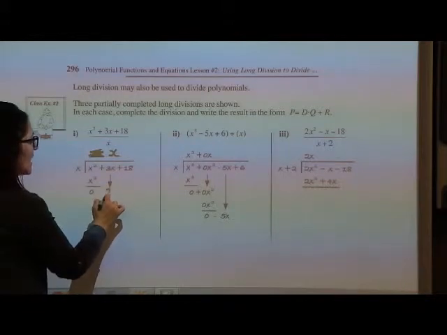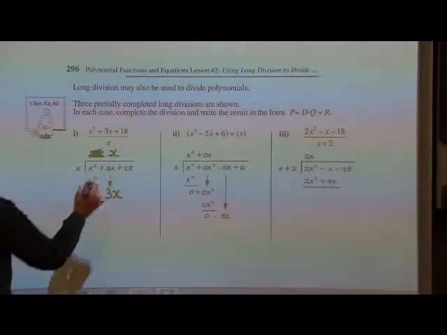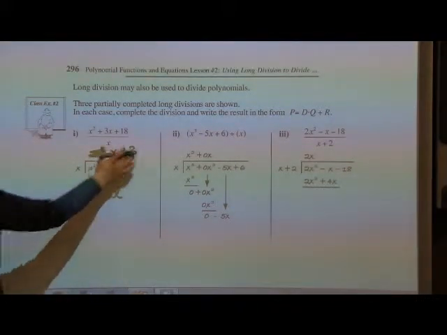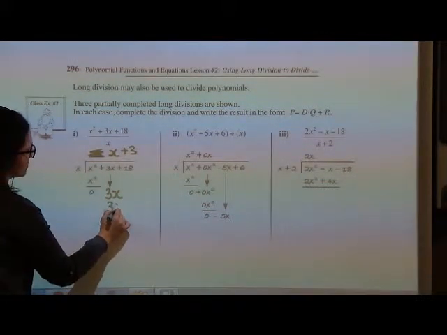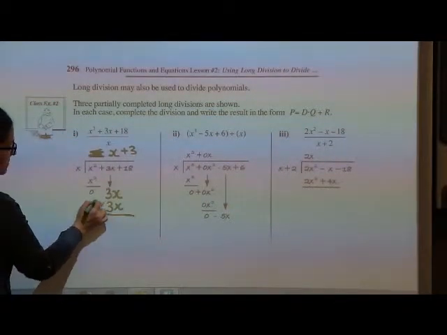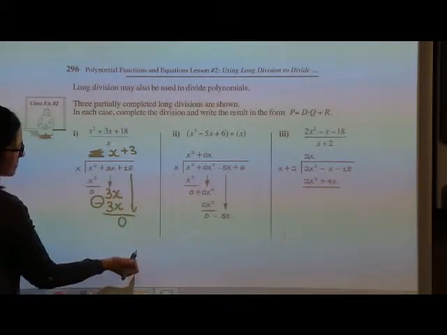So then I bring the 3x down. What can I multiply by x to get to 3x? 3. So then I go plus 3, and I line up the 3 with my 18, multiply it through, I get 3x, I subtract, I get 0 again, so then I bring down the 18.